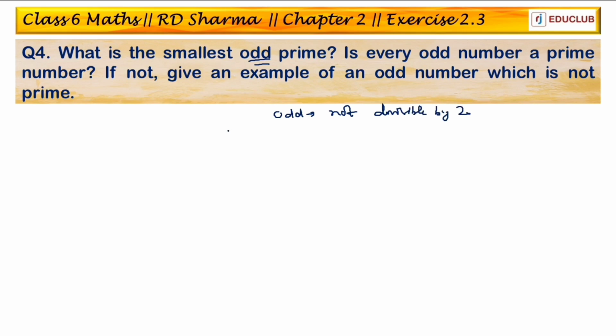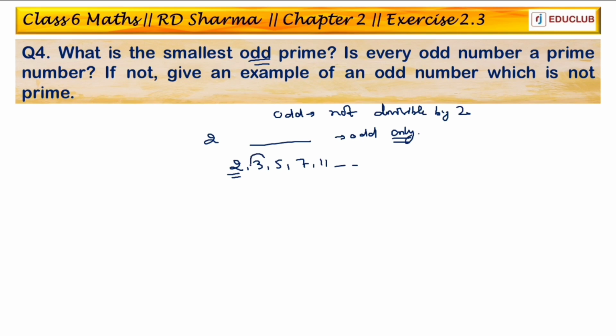Except 2, all the prime numbers are odd, since those are not divisible by 2. We need to find the smallest odd prime number. Prime numbers start from 2, 3, 5, 7, 11 and so on. 2 is the even prime number, so we need to find the smallest odd prime number.